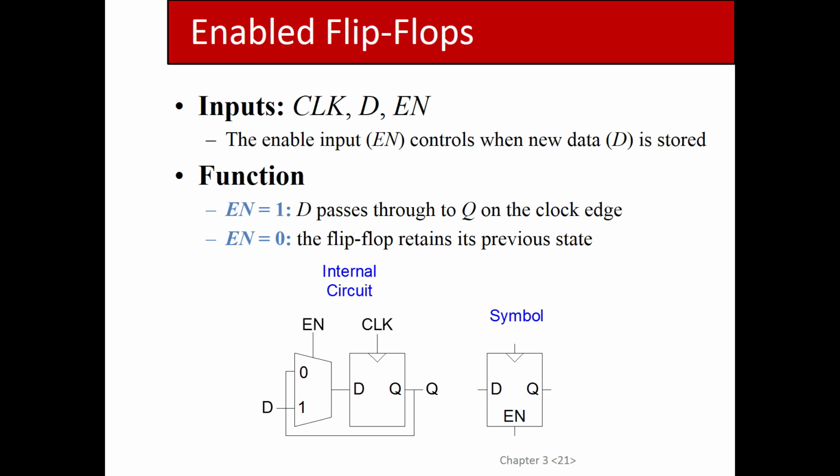Enable sometimes will just show up in just the regular symbol for flip-flop. So in this case, we have clock, which has this little triangle, enable, which is labeled. D is usually on the left, and Q is on the right. Q, don't know what that stands for. D is data.